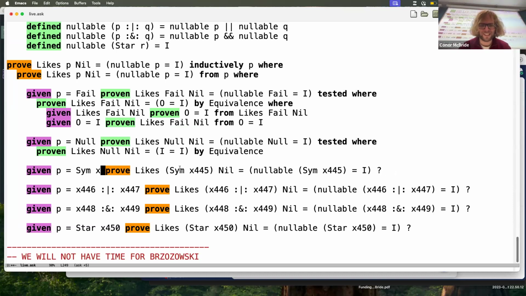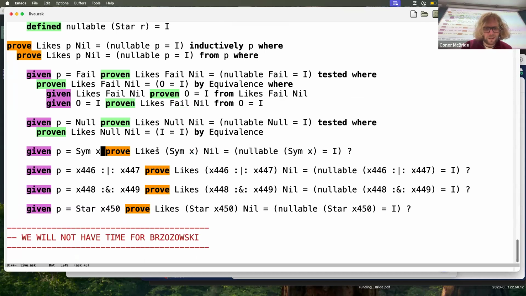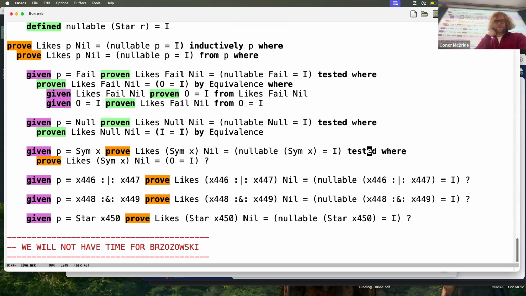Right. So here we have a CMX. Guess I should have renamed it properly. Okay, so again, I'll start by testing to see what I actually have to prove. So this time, my left-hand side, well, it is what it is. So does CMX like the empty string? No, that should be false. And my right-hand side is definitely false, right? So again, I have an equality between two false things. That's great. So I'll say by equivalence.